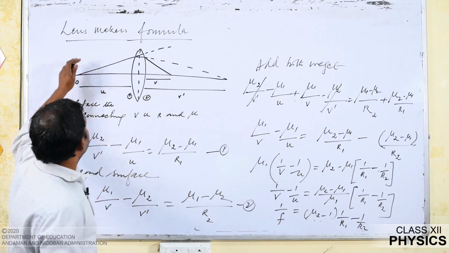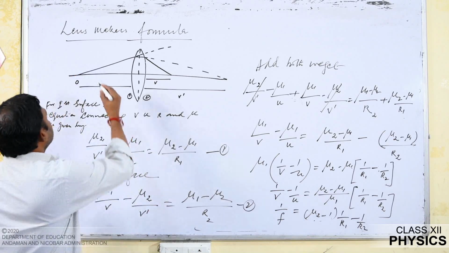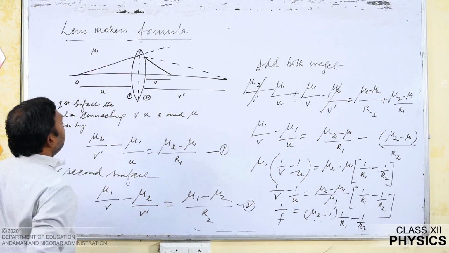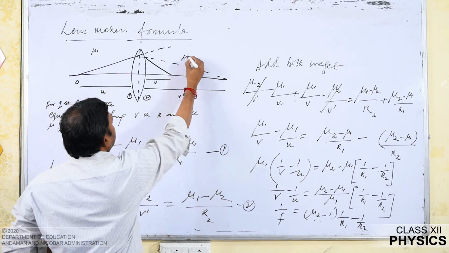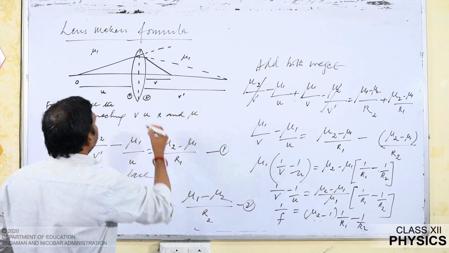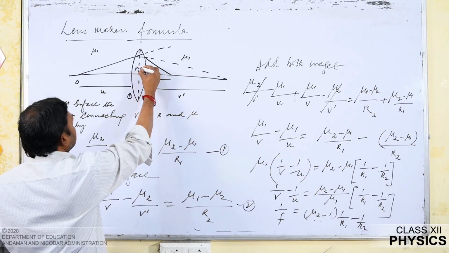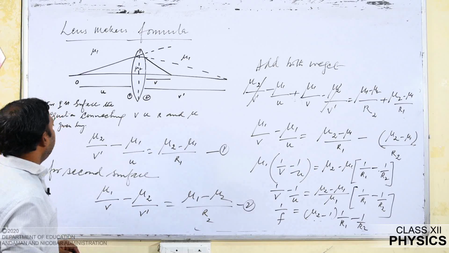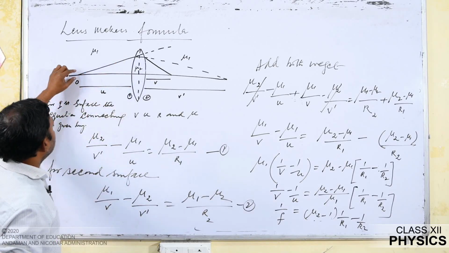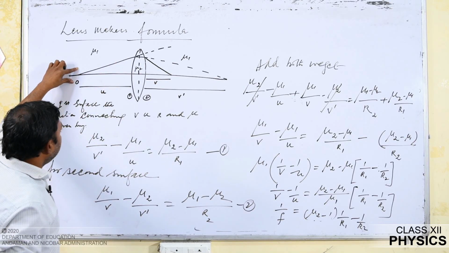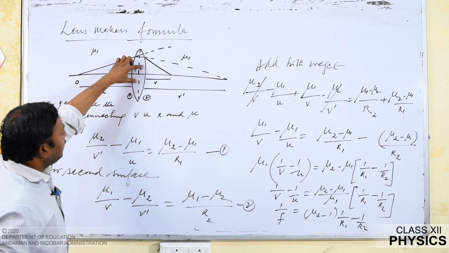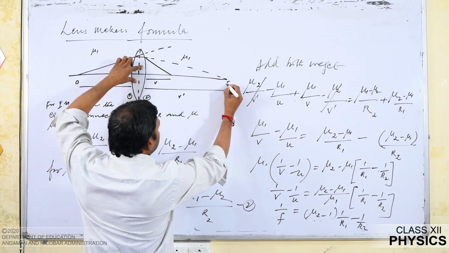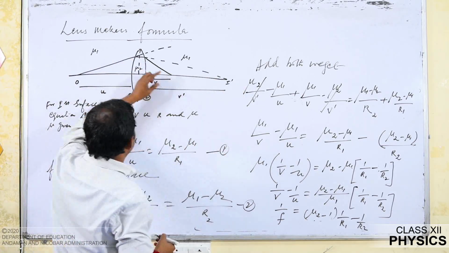Now, we will try to derive the lens maker formula. Here the object is placed in rarer medium mu 1 and the image is also forming in the rarer medium, and we have a lens whose refractive index is mu 2, which is denser medium. For the first surface, the object appears to be in rarer medium and the image forms in the denser medium at point I dash, which is at a distance of v dash from the lens.